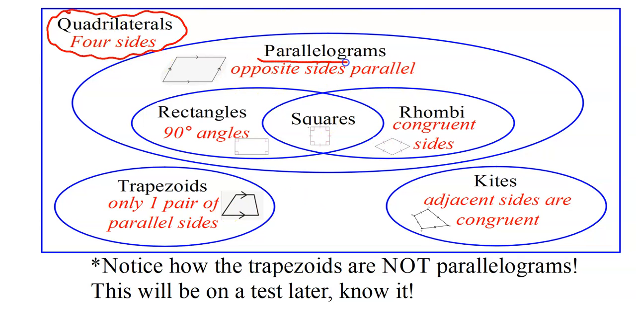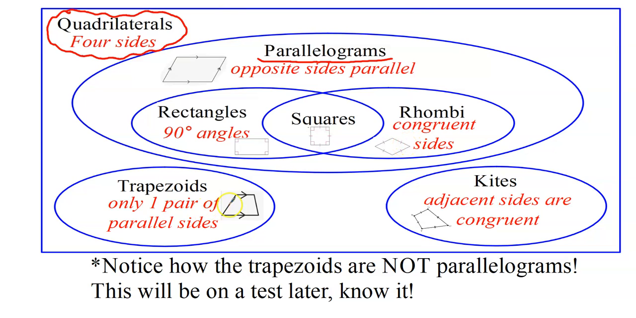I'll start off first with parallelograms, right, where it has opposite sides that are parallel. But then a type of parallelogram is a rectangle, and another type of parallelogram is a rhombus. And the square is the special parallelogram because it has the 90-degree angles like a rectangle, and it has the equal sides like a rhombus.